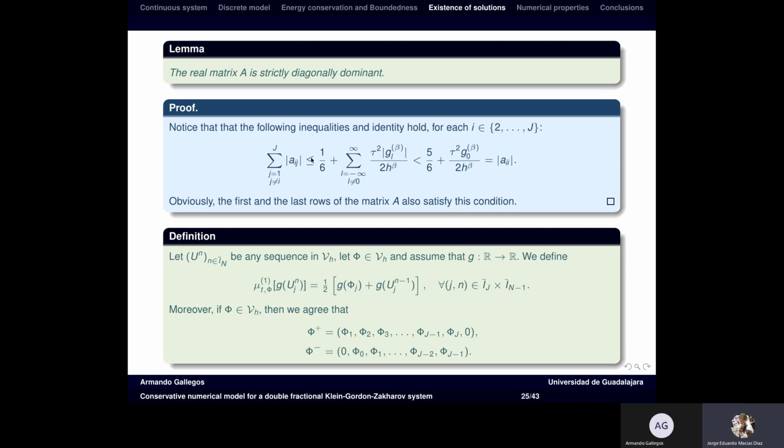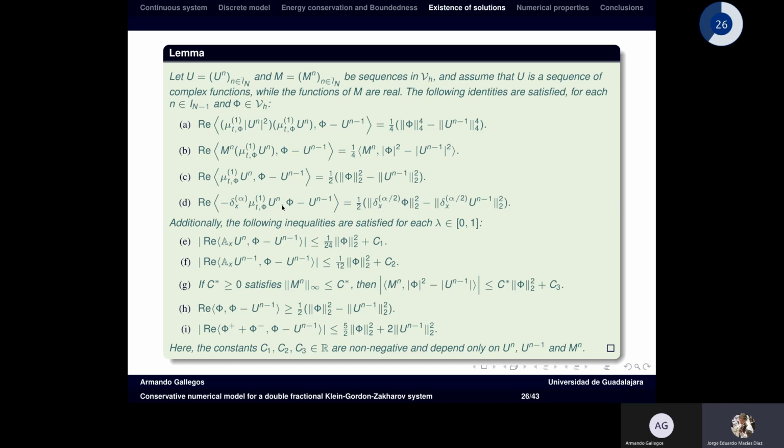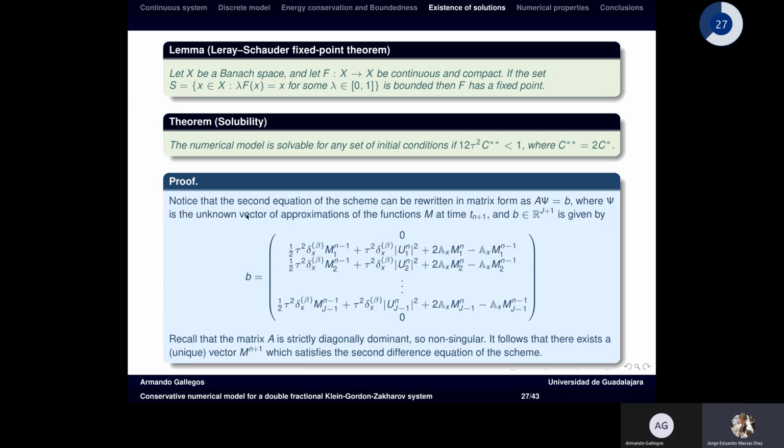As a consequence of this lemma, it follows that A is non-singular. So in other words, the inverse exists. Okay, so we introduced more notation. This lemma introduces various identities which are useful and various inequalities which are also used throughout.